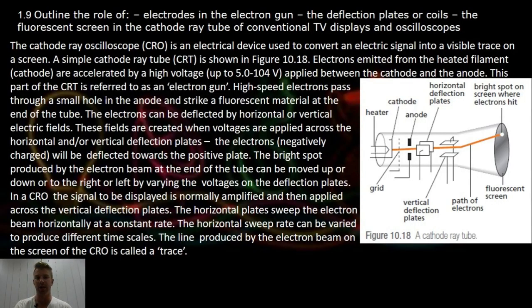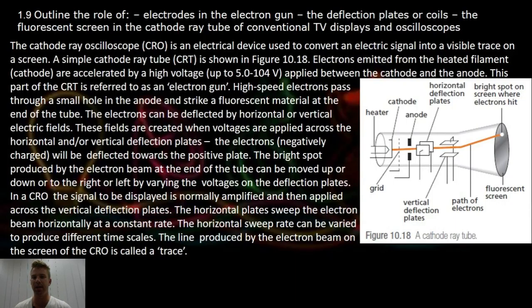Electrons emitted from the heated filament cathode are accelerated by a high voltage applied between the cathode and anode. This part of the cathode ray tube is referred to as the electron gun. So could you highlight that sentence and the sentence previous to that, where it starts with electrons emitted from?